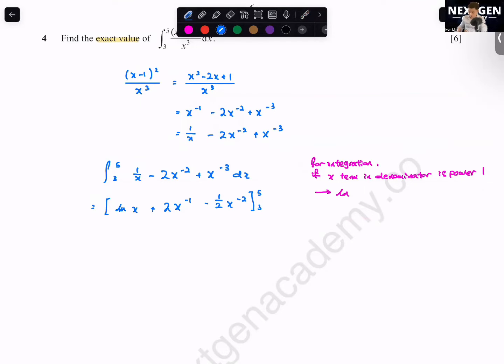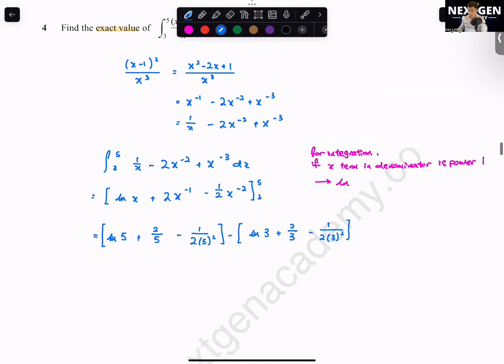Now we're going to substitute all of it inside. Substitute the 5, minus, substitute the 3. Ln 5 plus, I want to write it as 2 over 5, minus 1 over 2 times 5 squared, minus ln 3 plus 2 over 3 minus 1 over 2, 3 squared. How do I change x to the power of negative 3? Power plus 1, divide by new power. x to the power of negative 2 divided by negative 2. All is just basic power rule.